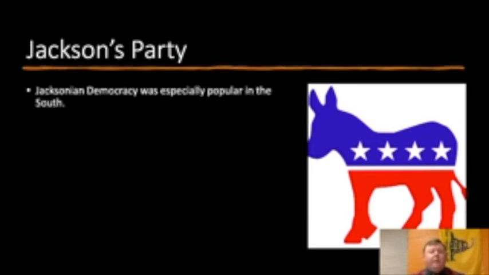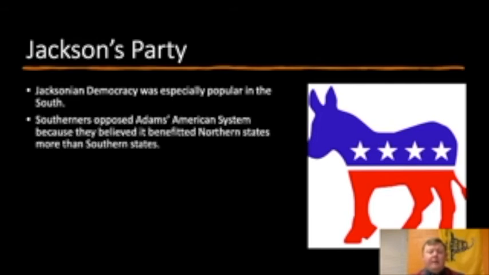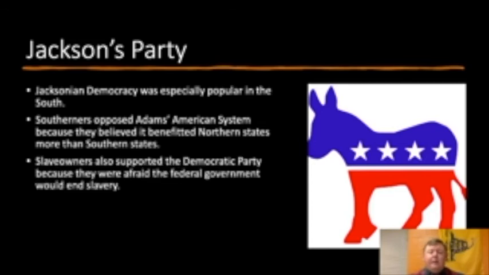So Jacksonian Democracy was especially popular in the South. Jackson's from Tennessee, and he is very popular in the South. Southerners opposed Adams' American System because they believed it benefited northern states more than southern states. Again, with those tariffs, Southerners really aren't doing so much trading as they are farming or working in factories. Of course, there's not going to be a whole lot of roads because it's still very poor in the South. Slave owners also supported the Democratic Party because they were afraid the federal government would end slavery.